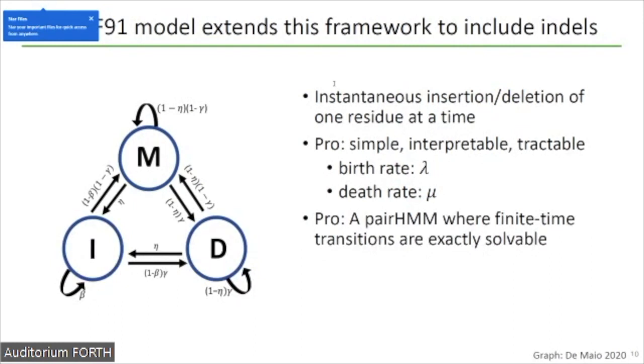The TKF91 model extends this framework to start to include indels. And the foundation of this TKF91 model is that we're going to assume that there can be an instantaneous insertion or deletion, perhaps one residue at a time. The pros of this are that it's a very simple and tractable model. There are only two parameters, your birth rate and your death rate. And it also results in this pair HMM where the finite time transitions are exactly solvable.